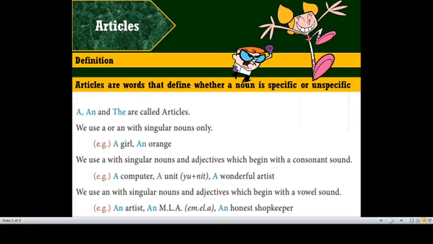We can use a or an with singular nouns only. If the noun starts with a consonant sound, then we can use a before it. If the word starts with a vowel sound, we can use an before the word.